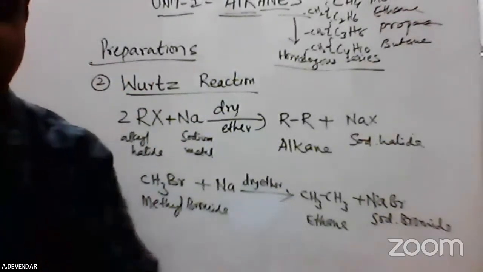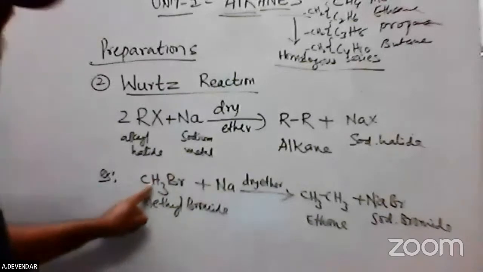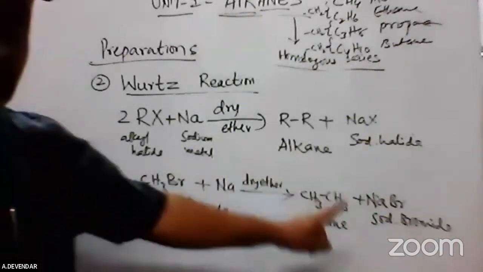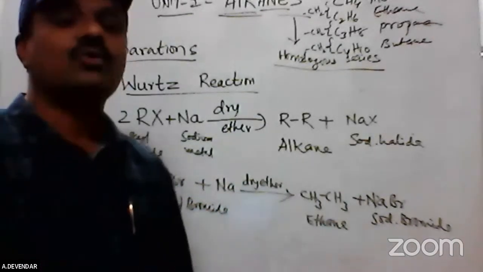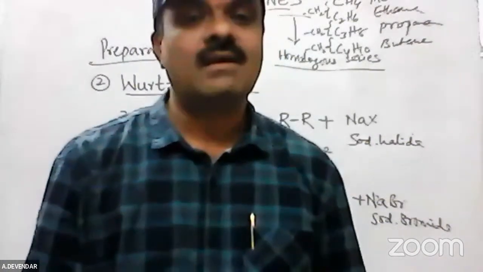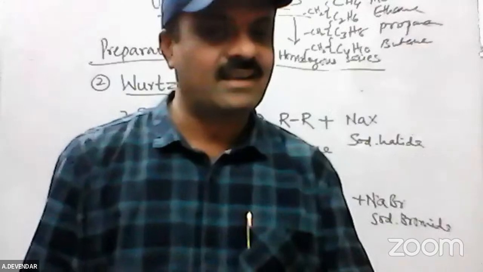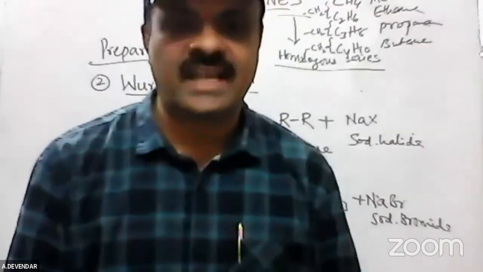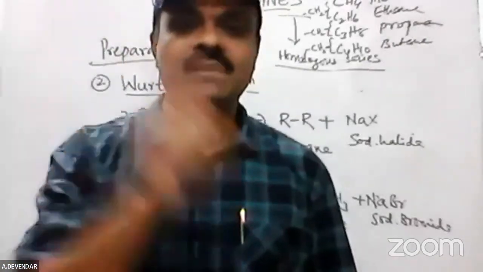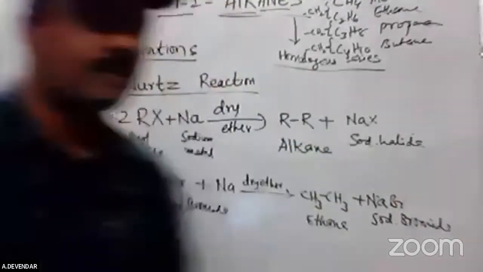Odd number means 1, 3, 5, 7. You can't prepare those, only even numbered. If you take methyl you get ethane. If you take the ethyl group, you get butane. So in the examination they will ask how to prepare n-butane from ethyl halide. Ethyl halide means C2H5 halide. Treated with sodium, it is a Wurtz reaction. Double is obtained: ethyl to butane, methyl to ethane, propyl to hexane. So odd numbers are not given by this Wurtz reaction.